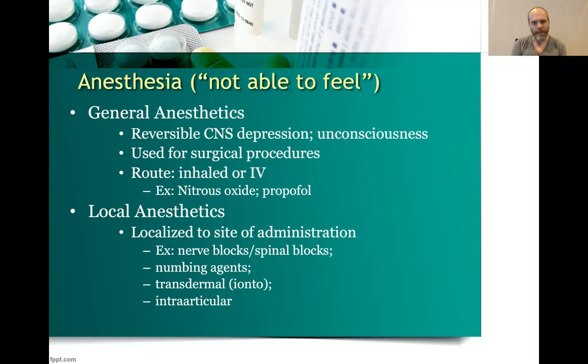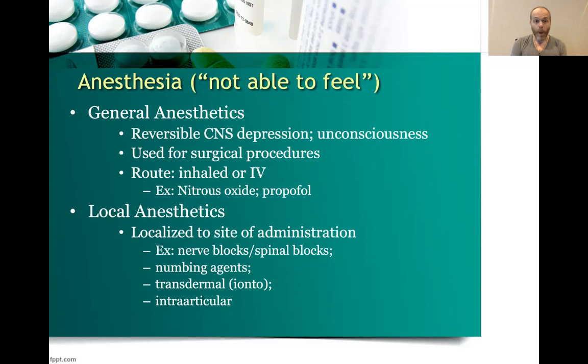Local anesthetics are localized to the site of the administration. So this could be like a local numbing agent, like a lidocaine injection into the skin or into the surface, like a transdermal patch, intra-articular injection for arthritis in the joint, or even nerve blocks and spinal blocks. Because in nerve blocks, they'll give you the medication directly into the nerve, and everything that nerve controls from that point in the axon body down distally will be blocked, and so you won't feel anything.